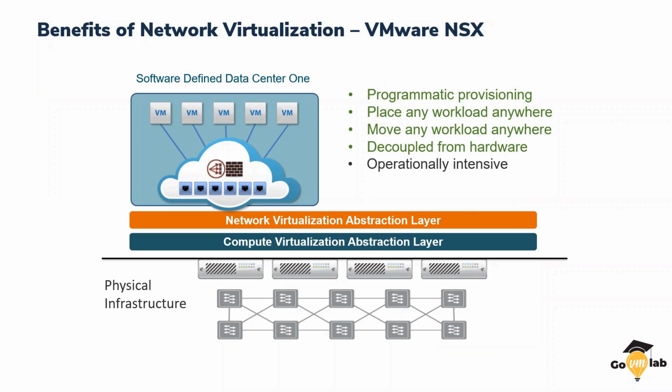So it is decoupled from hardware, and operationally it becomes really efficient because we don't need a best-of-breed solution where switching and routing are handled by a Cisco interface, and your firewall is handled by your Juniper or Palo Alto interface. We just have one platform, one network virtualization platform.